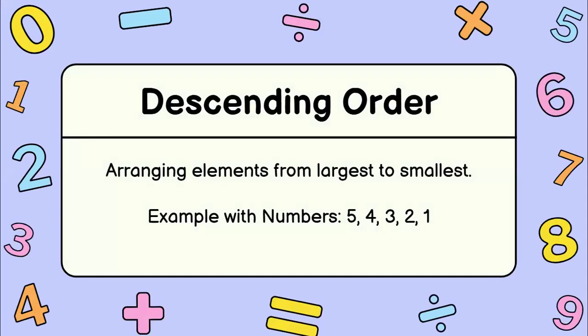Now, let's move on to descending order. Descending order is quite the opposite of ascending order. It means arranging elements or numbers from largest to smallest, not smallest to largest. Here is an example: 5, 4, 3, 2, 1. 5 is the largest, 4 is the second largest, and 1 is the smallest. And 5 is at the top of the list, the start of the list, whereas 1, being the smallest, is at the end of the list.